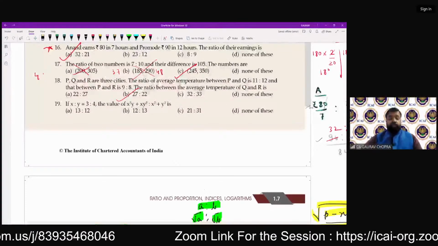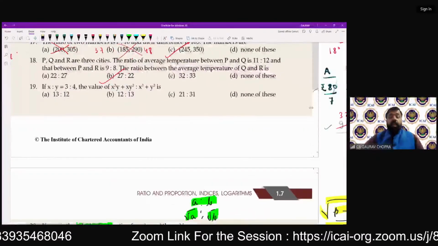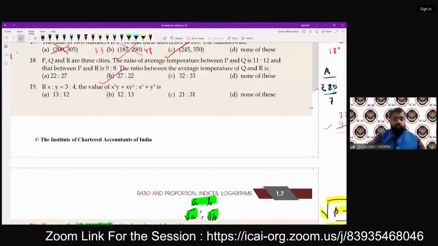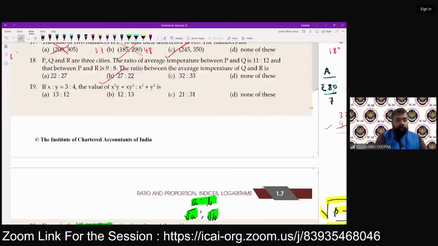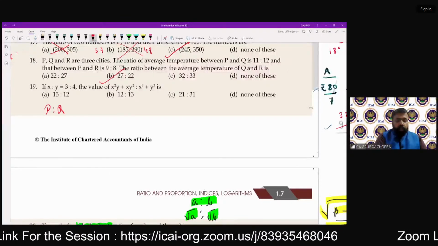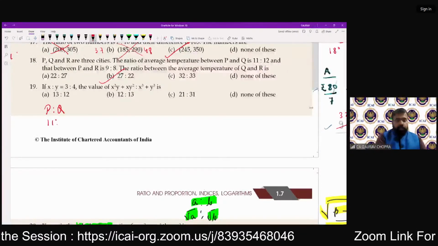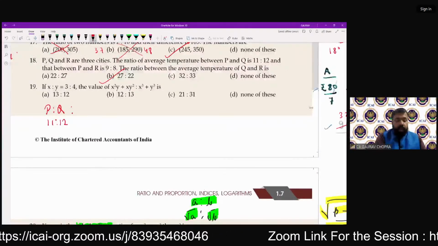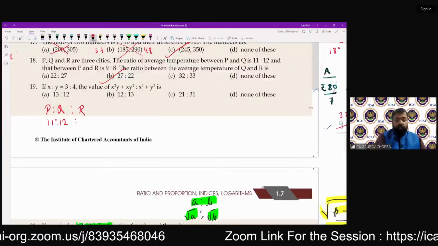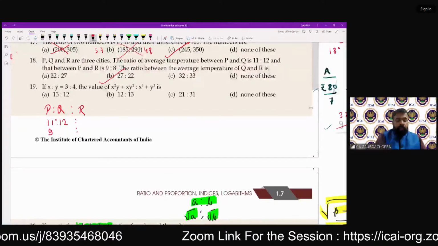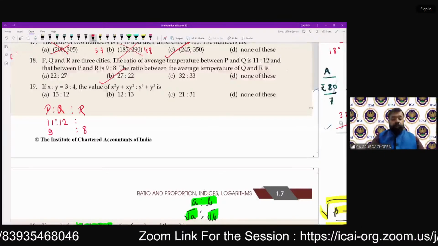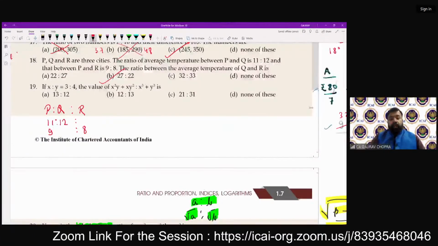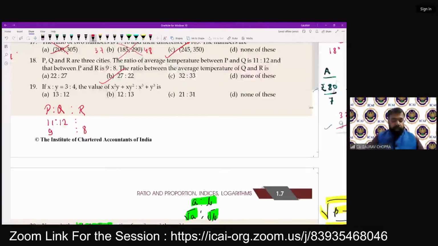P, Q, and R are the three cities available. The ratio of average temperature between P and Q is 11:12, and between P and R, the ratio given is 9:8. Find out the ratio between Q and R. So we have to calculate the ratio of Q and R.